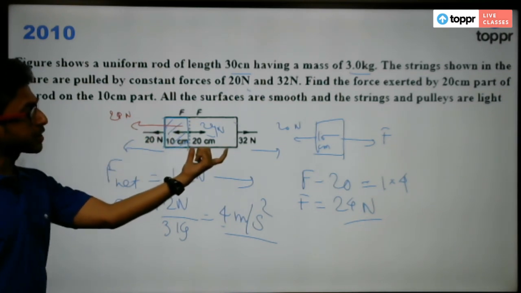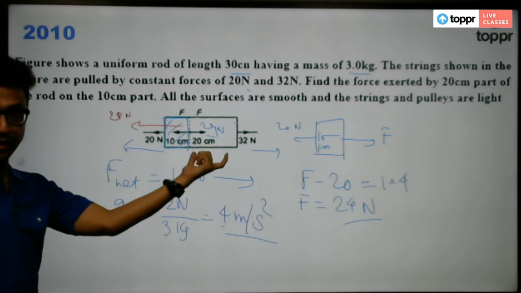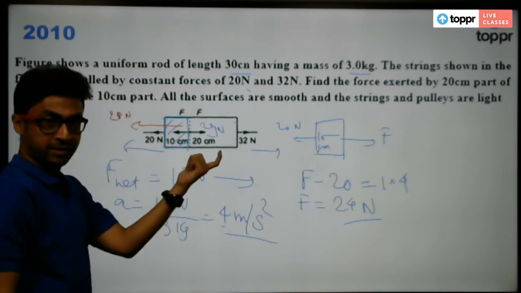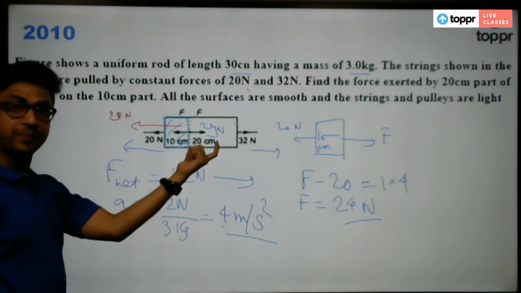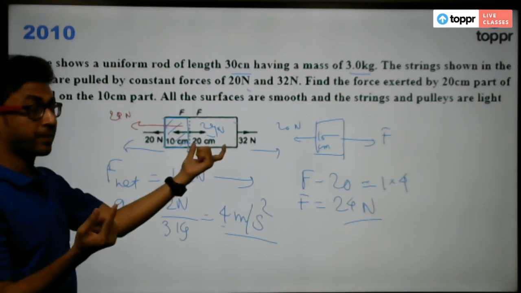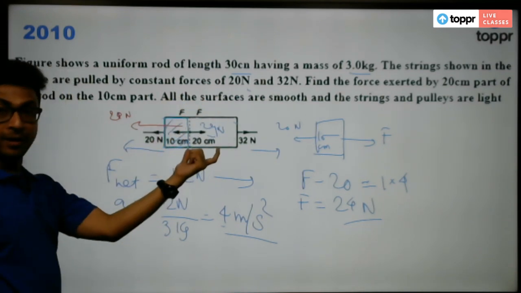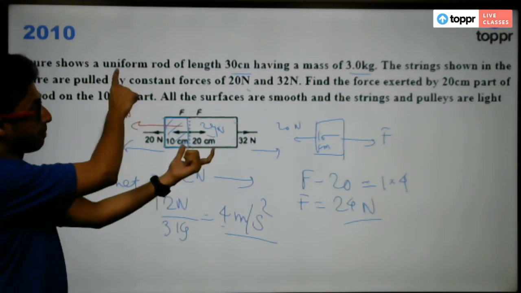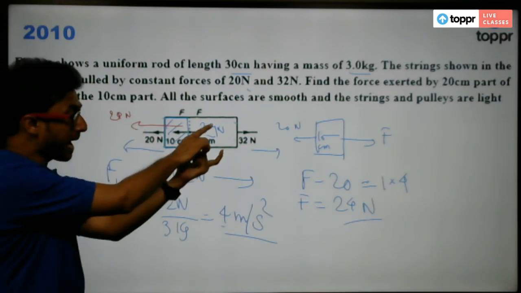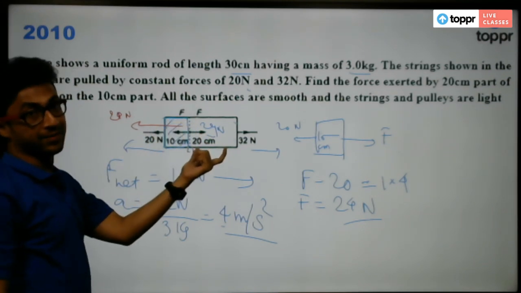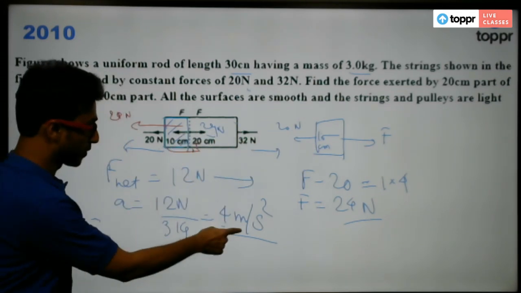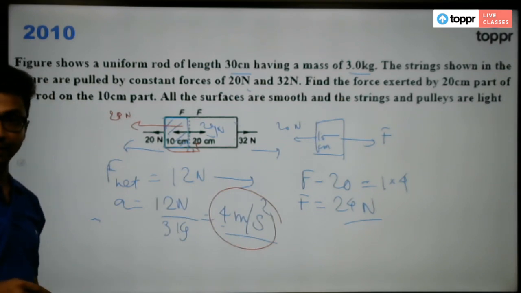So if we now consider this 20 centimeter block, what are the two forces acting on the block? One is 32 Newton in the right direction and one is 24 Newton in the left direction. The net force acting on this is what? 8 Newton. And what is the mass of this block? That is nothing but 2 kg, because the whole block is 3 kg, so 2/3 will be 2 kg. So 8 divided by 2 is nothing but 4 meter per second square. And so this part is also moving with an acceleration of 4 meter per second square.